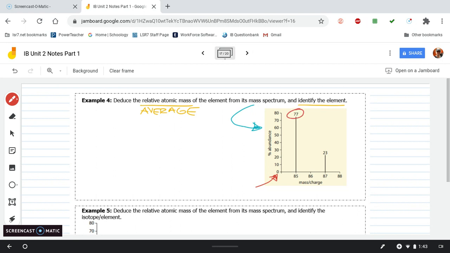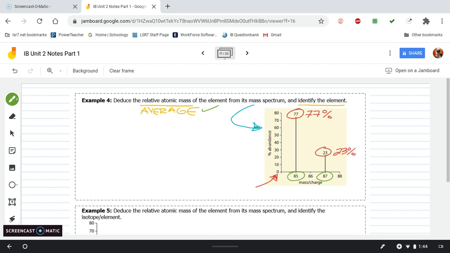This one here is 77%, and this one here is 23%. I'm going to show you how to do this without math, and then I'll show you how to do it with math. If we're doing it without math, so you don't have a calculator, you have a mass of 85 and a mass of 87. The average has to be between 85 and 87, because remember, we are finding an average. So it's got to be between the high 87 and a low 85.